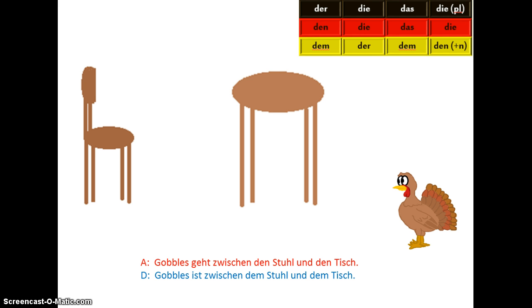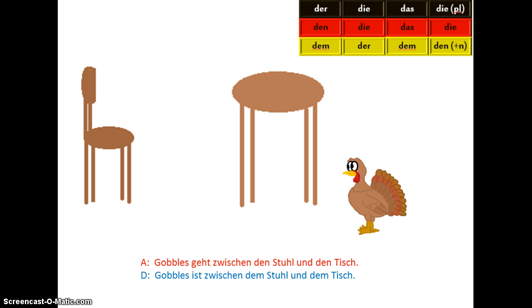Alright, so here's an example of when to use the accusative or the dative. And by the way, in the chart in the top right hand corner, the red is accusative and the yellow is dative. And down here, in my two sentences, the red is accusative and the blue example is dative. And that's why there's an A and a D before each example.